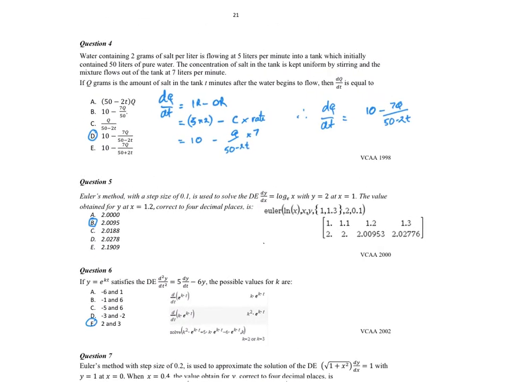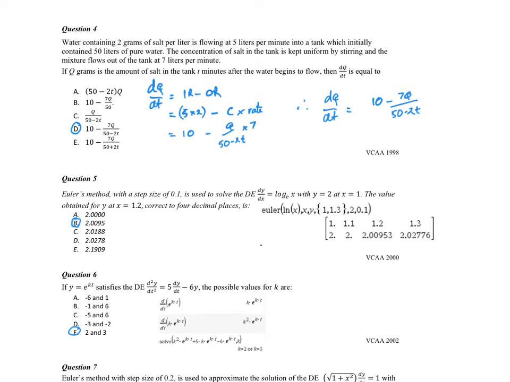Let's have a look here. Question 4. Okay, we've got a salt solution this time again. Typically, we use Q as the amount of salt in the tank. So what's the rate of change of the amount of salt? The input rate minus the output rate. What's the input rate? I've got 2 grams of salt per litre at 5 litres per minute. So there's my 2 times 5. So I've got 10 grams of salt per minute coming in.